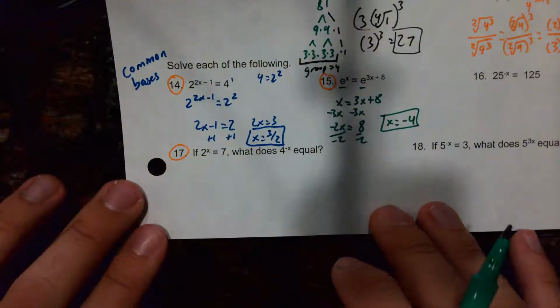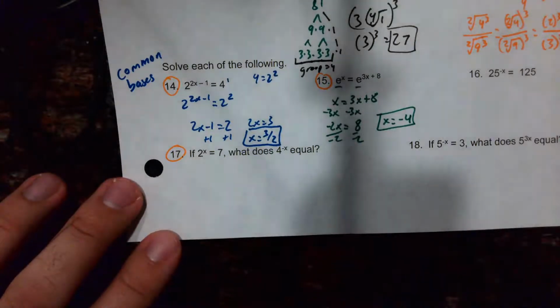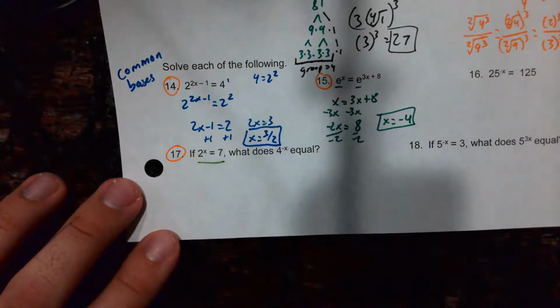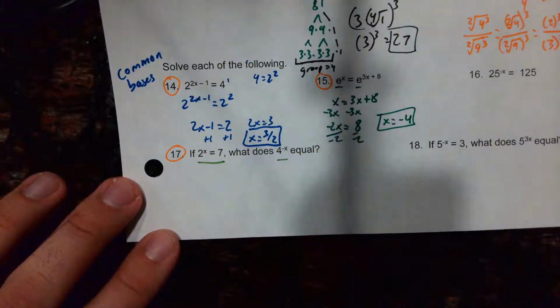And now lastly, I have number 17 here. And this one is a little tricky, but let's work through it together. So I have 2 to the x equals 7. First of all, there's no way to turn those into the same bases, right? 2 and 7 are both prime numbers. No way to turn one of them into a base. So I have to keep reading. It asks, what does 4 to the negative x equal? Well, here I can change this to a new base, right?